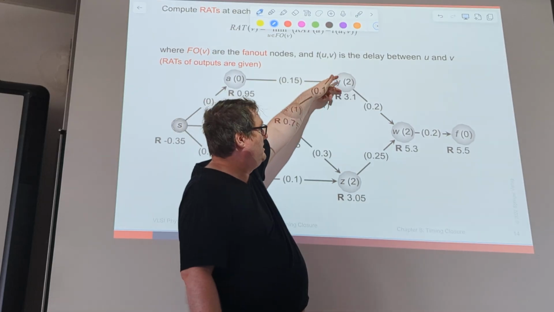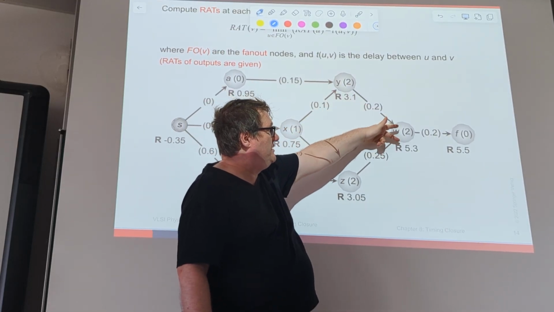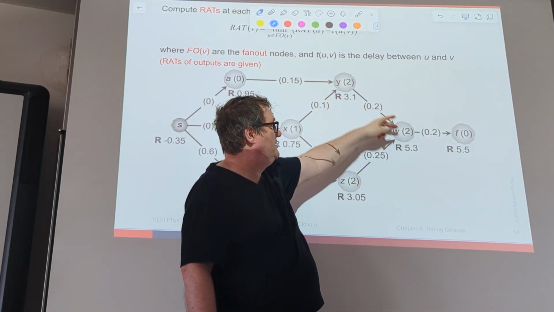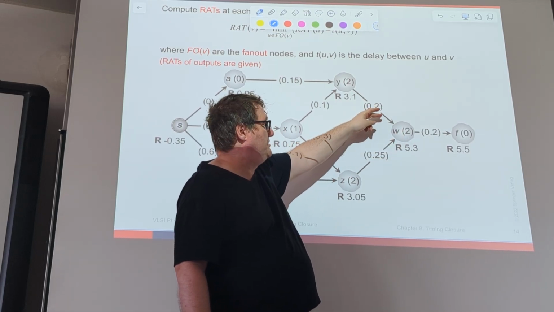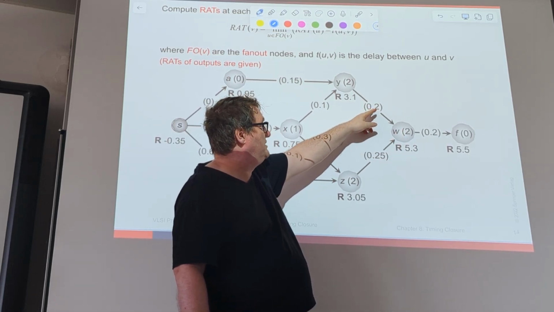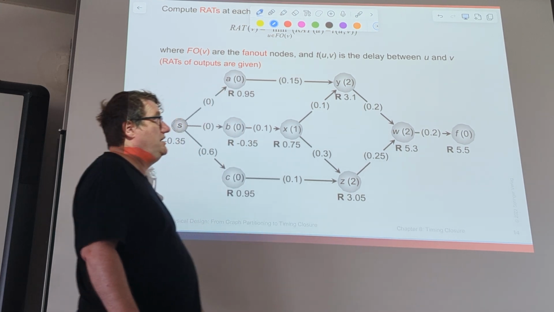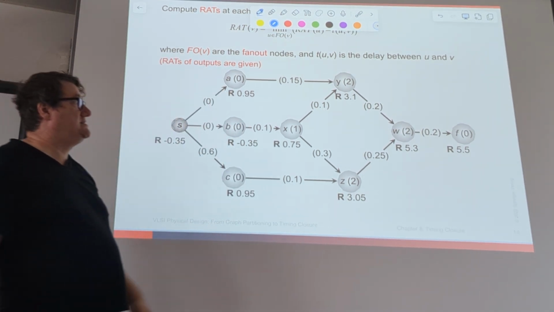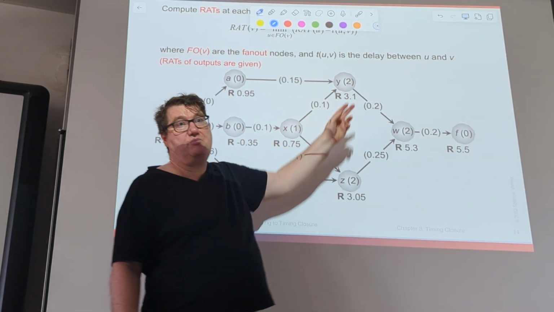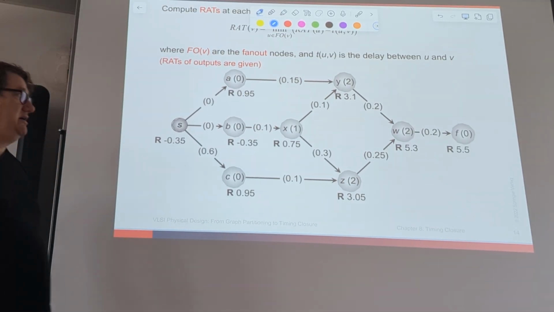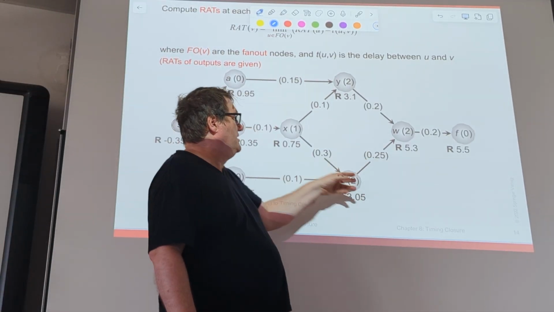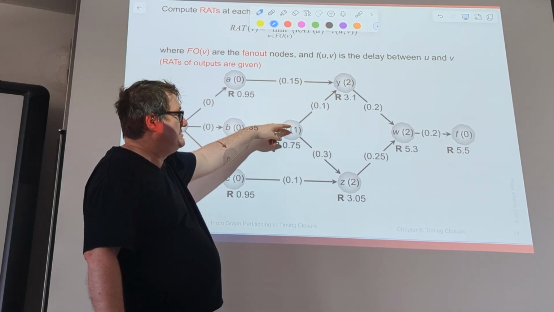And now we can look at this one. So here we have 5.3 minus 2, that's the gate delay. So that's 3.3, minus 0.2, 3.1. So that's the required time when the output of this gate must be stable. And same here.